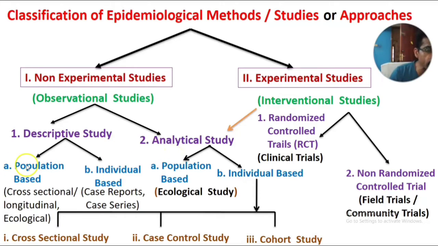This is the classification of observational studies, divided into descriptive study and analytical study. Both have two types based on the number of people they are studying: population based and individual based. Under descriptive study, population based study includes cross-sectional, longitudinal and ecological; individual based study includes case reports and case series. Under analytical study, population-based study is ecological study, and individual-based study includes cross-sectional study, case control study, and cohort study. Let us see the differences between these specific studies.